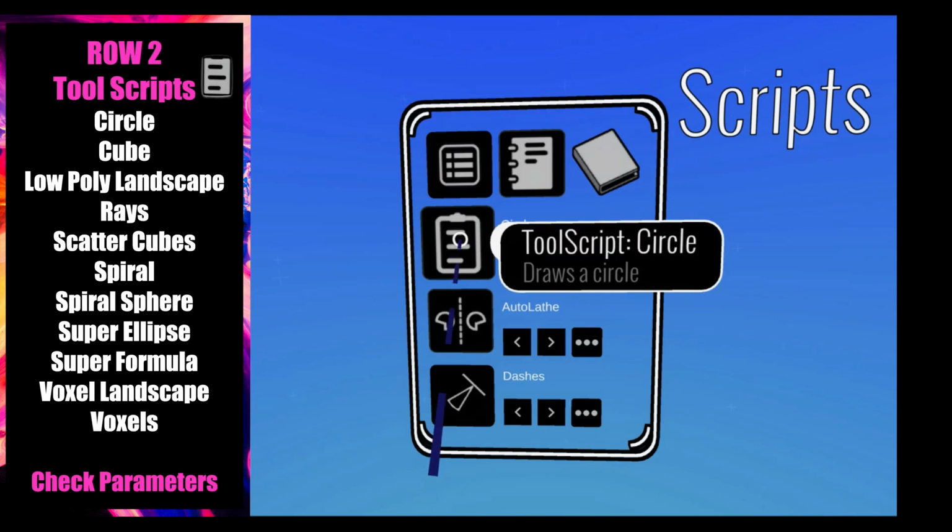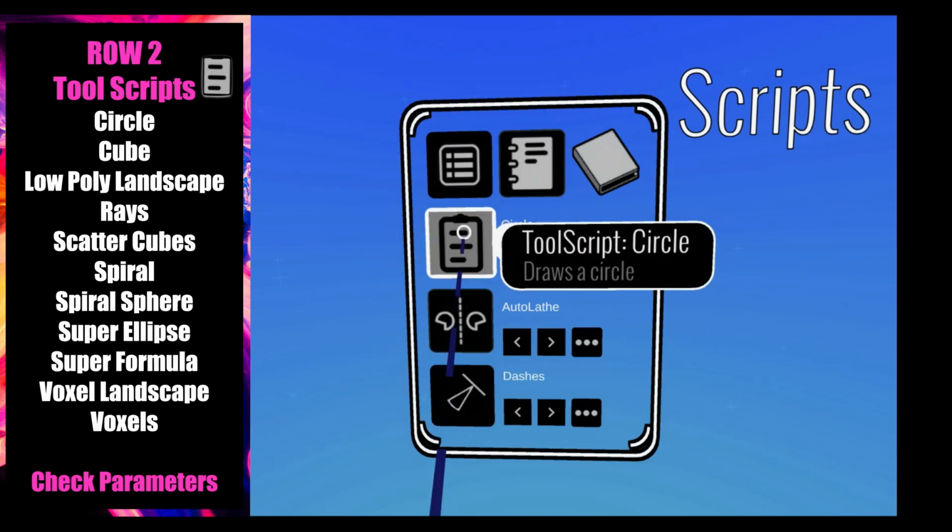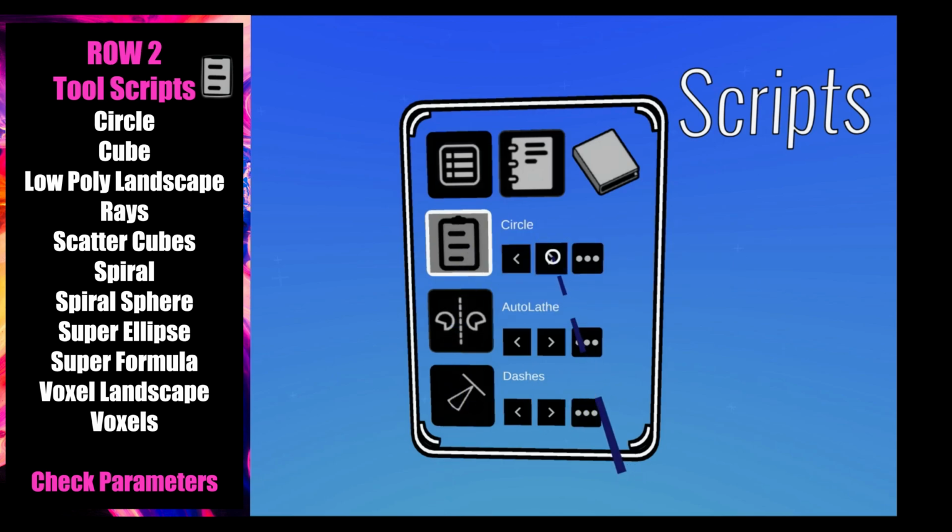Tool scripts are where you find your basic shapes: circles, cubes, rays, spirals, spheres, ellipses. Just play around with them. It's usually just you pull your trigger and it will lay that shape down for you.